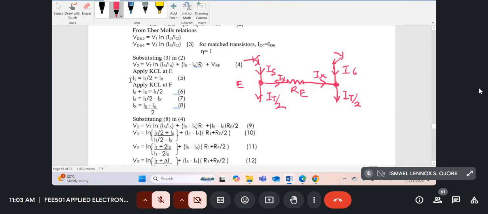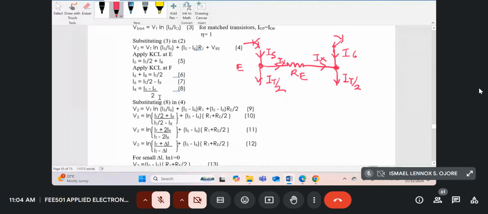I5, that's current going towards the junction, is equal to current away from the junction, which is IT by 2 plus IX. And similarly, applying KCL at node F over here, we can write that current going towards the junction is I6 plus IX, and current going away is IT by 2. So we can write that I6 is IT by 2 minus IX. And then I can solve for IX the way we did earlier. Here I've taken a shortcut, of course.